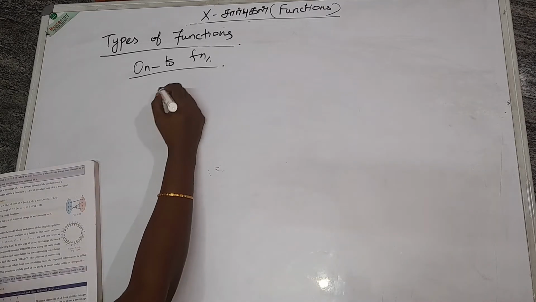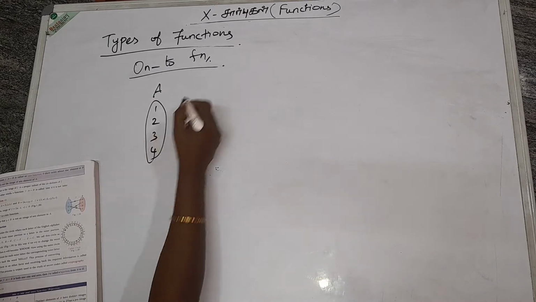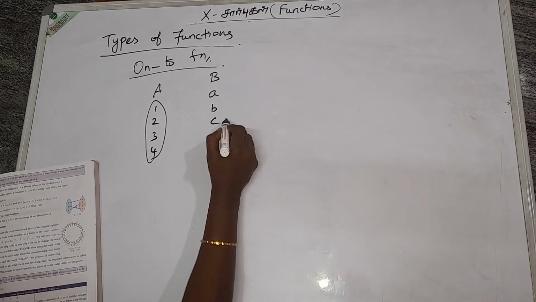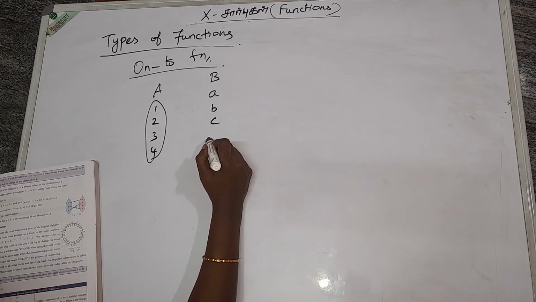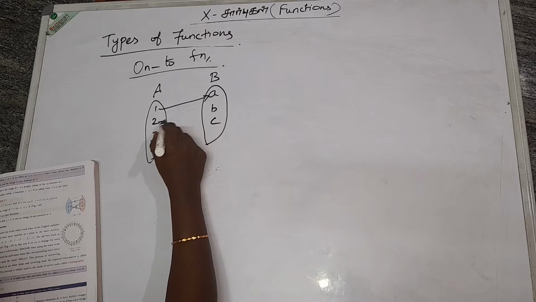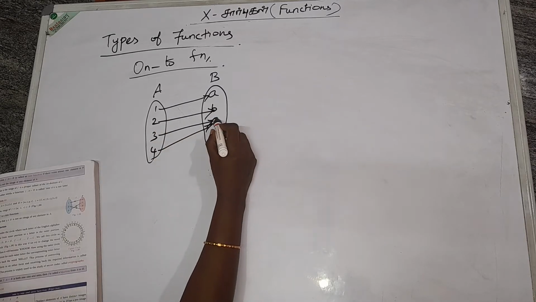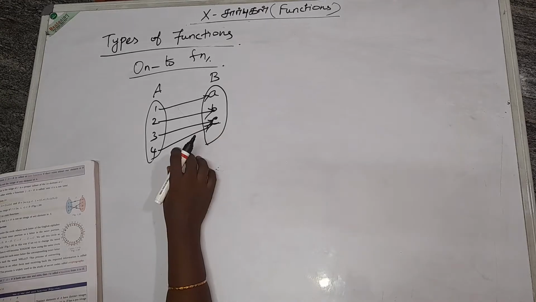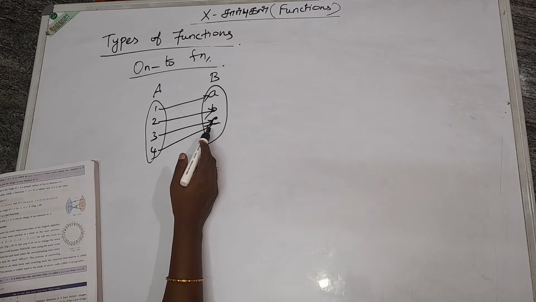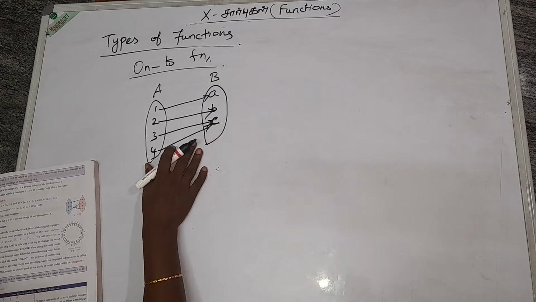Okay, onto function. Here if you take 1, 2, 3, 4 as the domain, and the codomain is A, B, C. We can say 1 is related to A, 2 is related to B, 3 is related to C, 4 is also related to C. Then we can say this is a function because every element has an image in B.